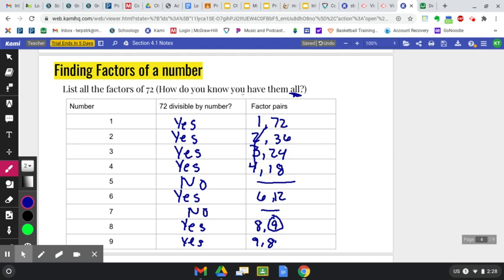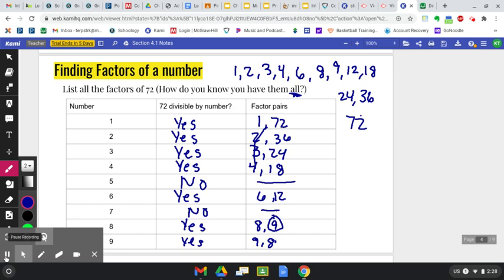So if I were going to list them all out, I would list them 1, 2, 3, 4, 6, 8. So I went down all here. And then I'm going to go back up this side. So then I have 9, 12, 18, 24, 36. Hey guys. Sorry, family's just coming home. All right, so these are all of the factors of 72.